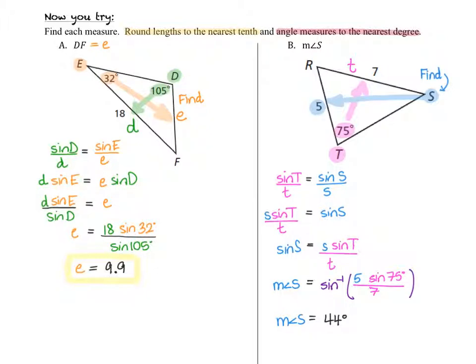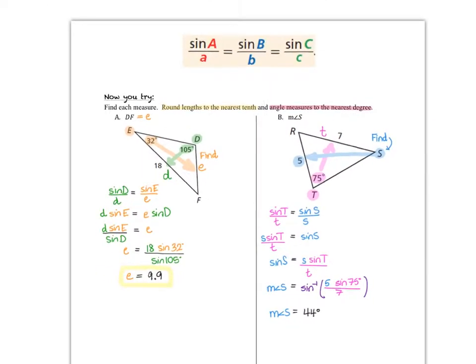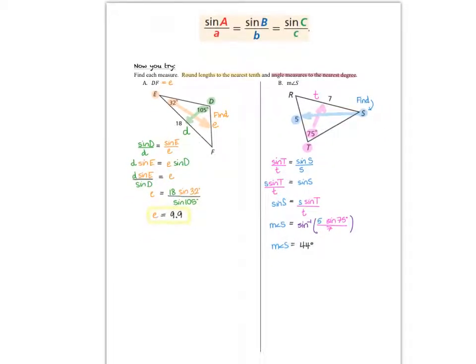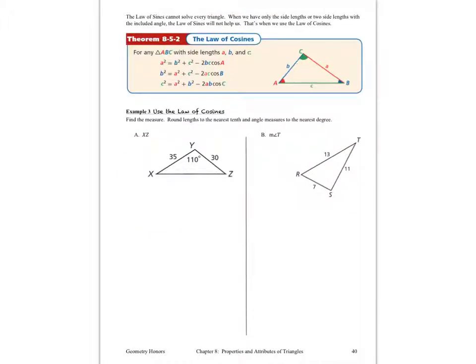Hopefully you were able to apply the law of sines to both of these questions. As always, if you have a question about something, make sure to bring it to class so that we can go over any questions that you have. With Theorem 8-5-2 and Example 3, we have another tool that we can use to find missing side lengths or missing angles. This one is called the law of cosines.